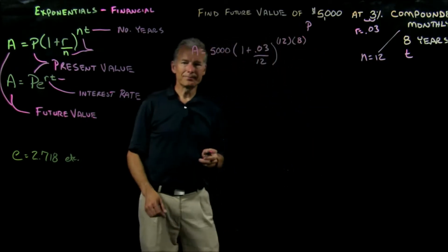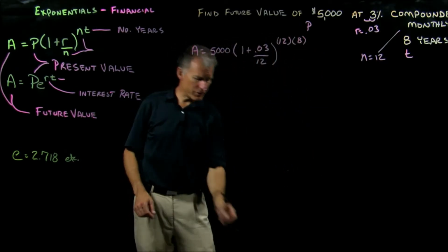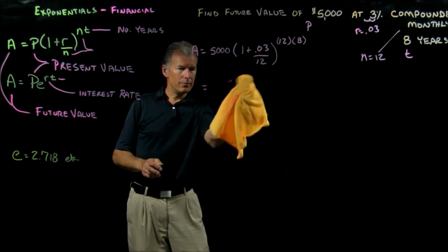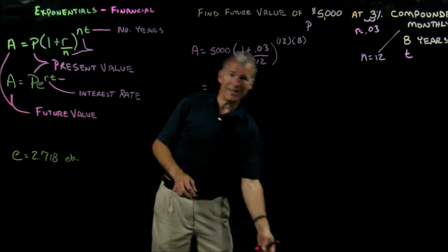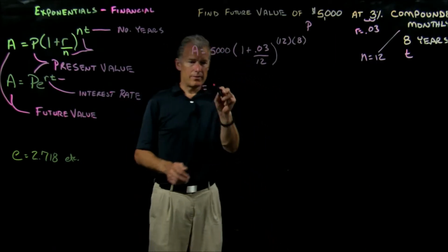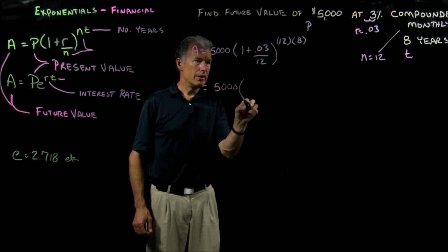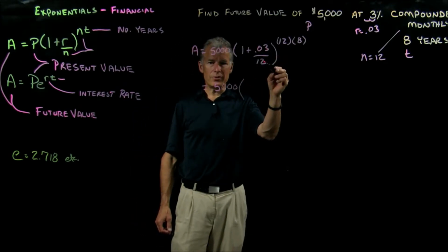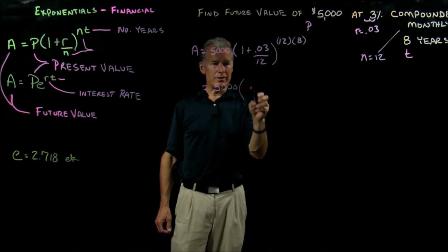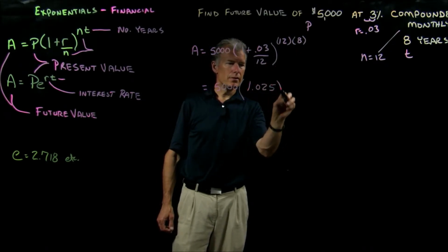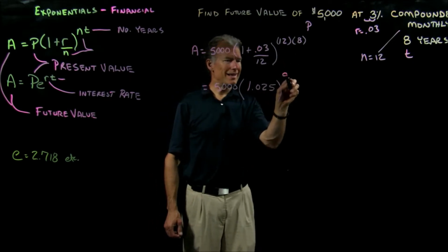So there we go. So let's work this through. Hopefully while I'm writing this out, you can help me by plugging it into your own calculator and making sure you're getting the same values. So we have here $5,000 times, so 0.03 divided by 12. If you add that to the 1, we're going to get 1.0025, raised to the power of, that will be 96.